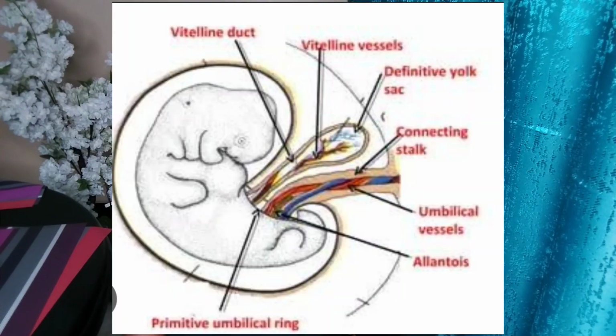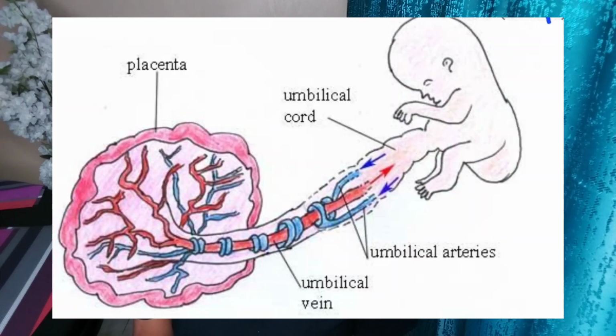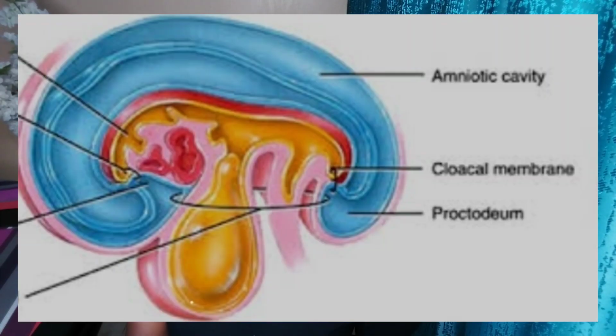These 3 structures that we have so far formed, that is the body stalk, the allantois or the allantoic duct, and the vitelointestinal duct, together with the 2 umbilical arteries and 1 large umbilical vein, form the entire structure of the umbilical cord.